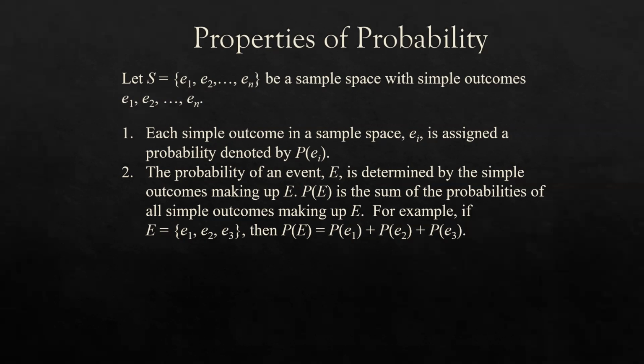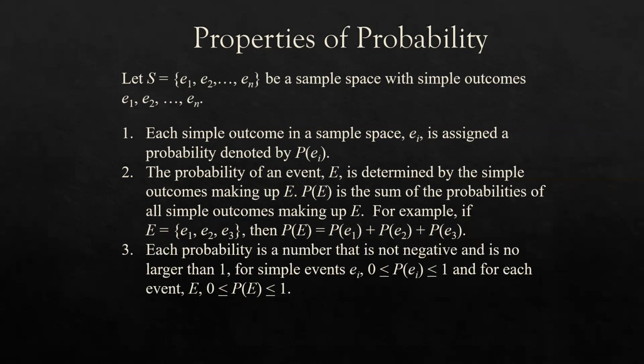The probability of an event is going to come from the sum of the probabilities of all the simple outcomes that make up that event. So like when we did the probability of choosing a freshman or a sophomore, and we took the probability of choosing a freshman and added it to the probability of choosing a sophomore. So that's just what this property says.